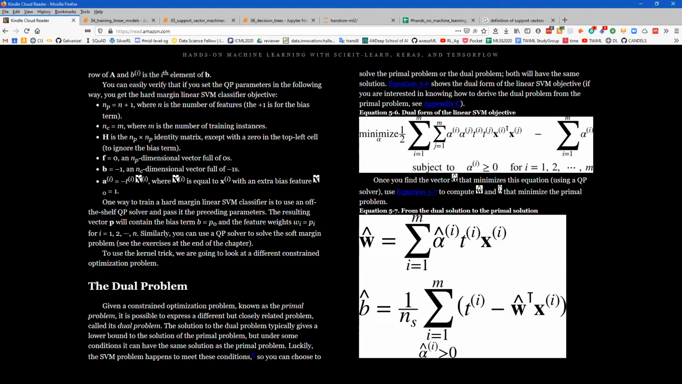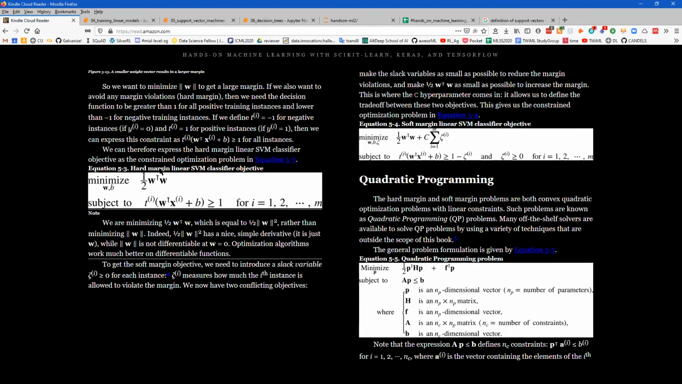Okay, this is the dual form. Let's go back to the primal form. So this is it here above the quadratic programming section. This is the soft margin linear SVM classifier. So this is what we have to deal with.